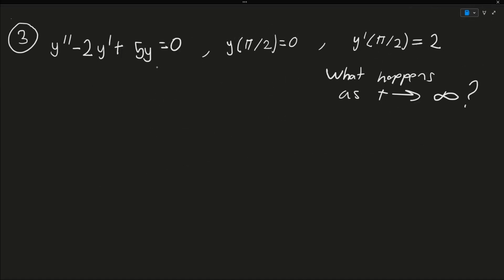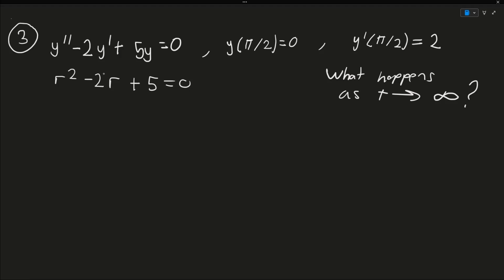Now let's work on another homogeneous differential equation problem. We will start by getting the characteristic equation, since we have a second order differential equation. So we will have r squared minus 2r plus 5 equal to 0.